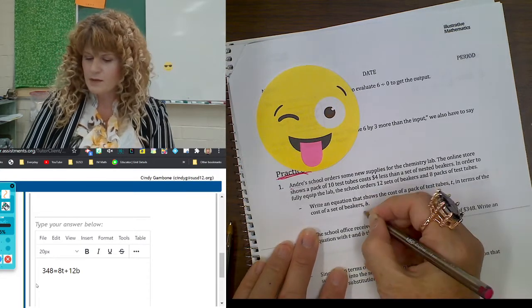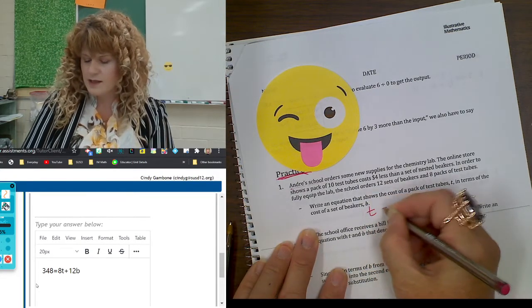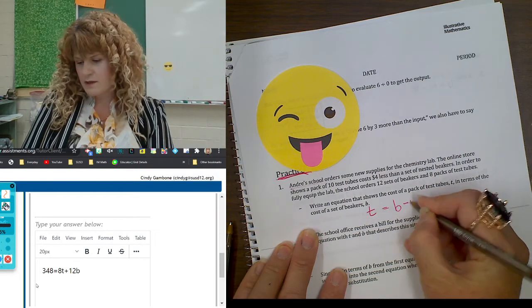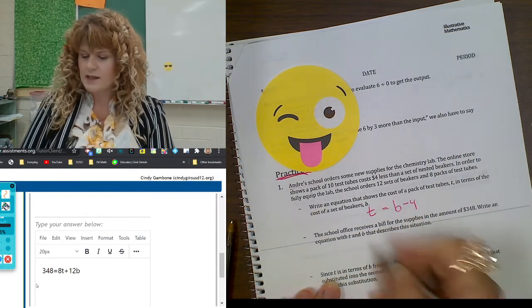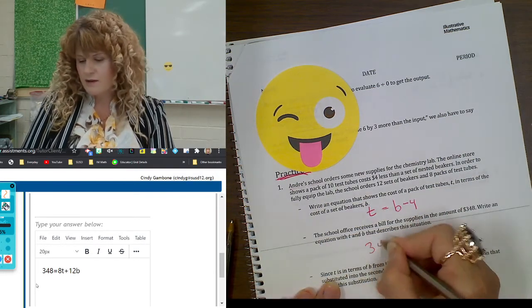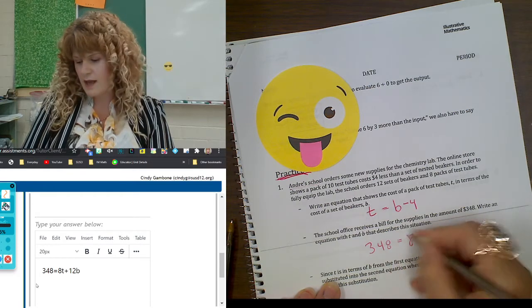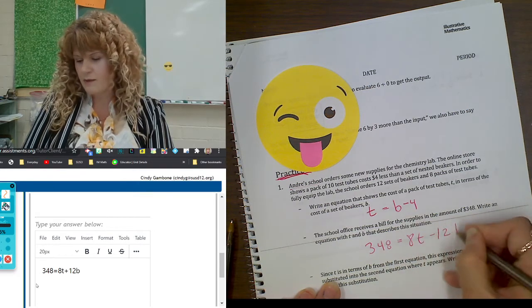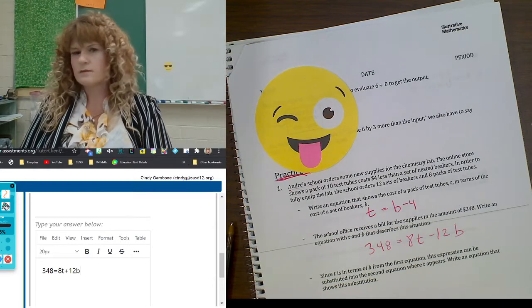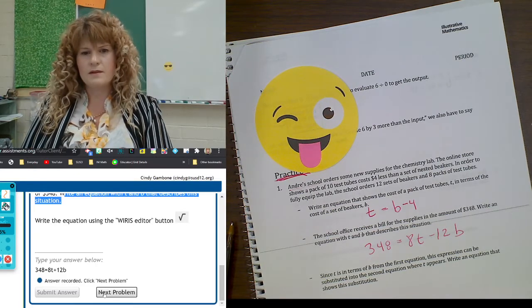So the first equation was the cost of the test tubes equals cost of beakers minus 4. And the second equation is $348 equals 8T plus 12B. Submit. Next problem.